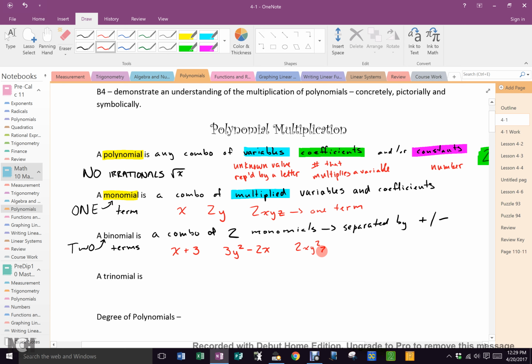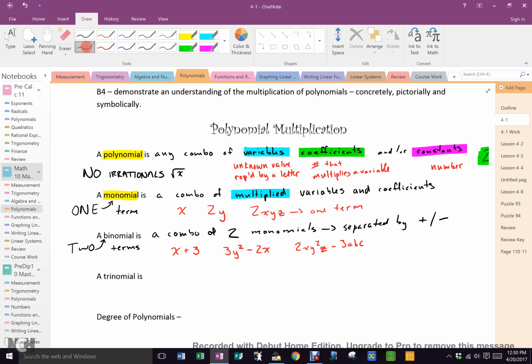2xy squared z minus 3abc. Still a binomial, because there's only the one separating operation. Cool? All right. So what's a trinomial?